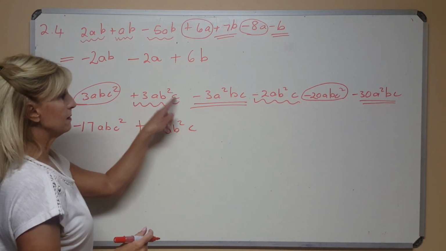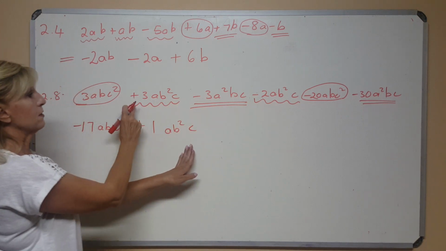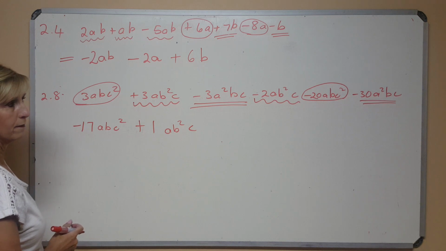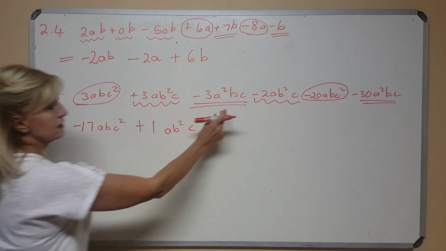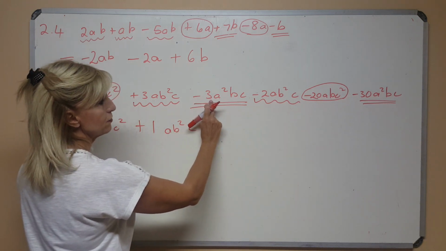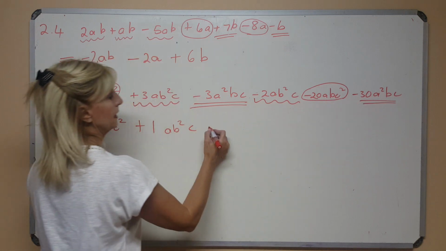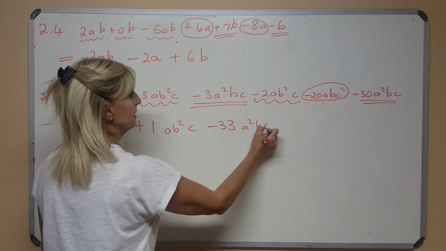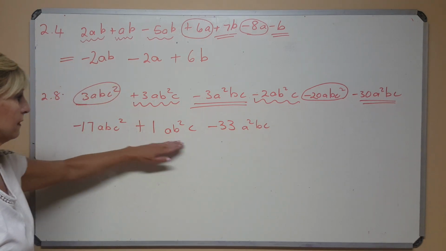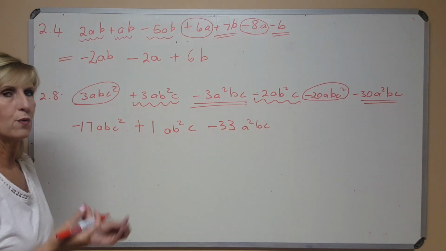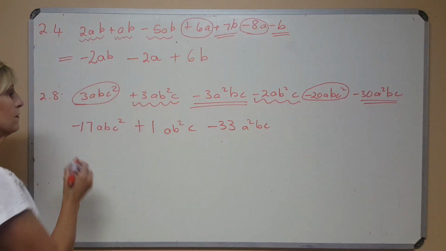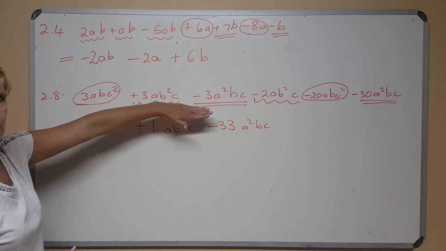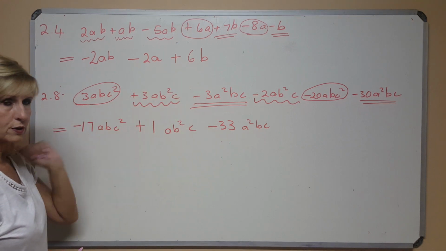It's still going to be AB square C, but it's 3 minus 2, which gives you plus 1. For the last one, the ones with the double lines, it's going to be minus 3 and minus 30 gives me minus 33 of those same A square B C's. And you cannot add them, although they look like they want to look the same, they're not the same because of the squares. So again, this 6-term originally is now a 3-term answer.